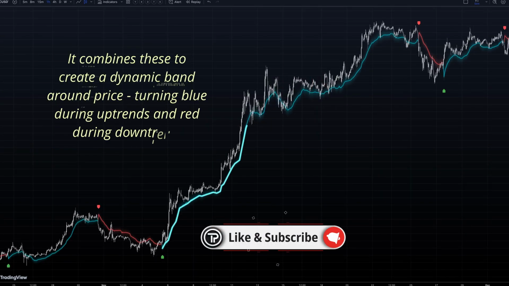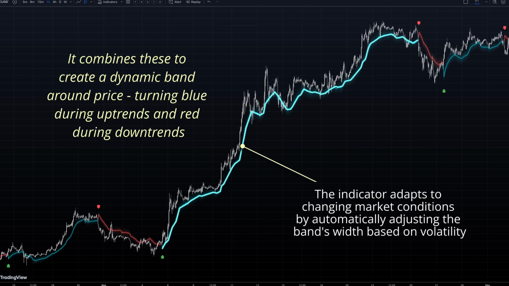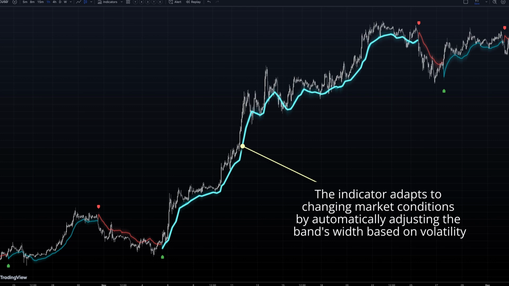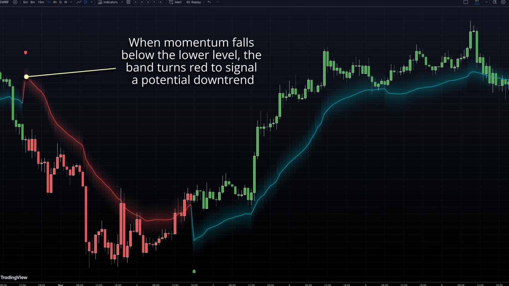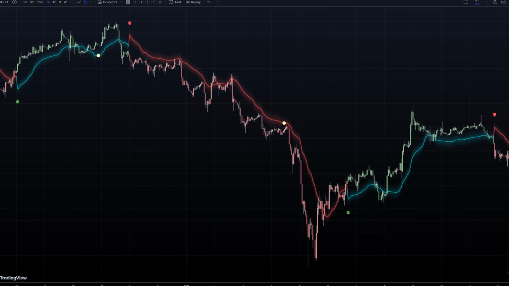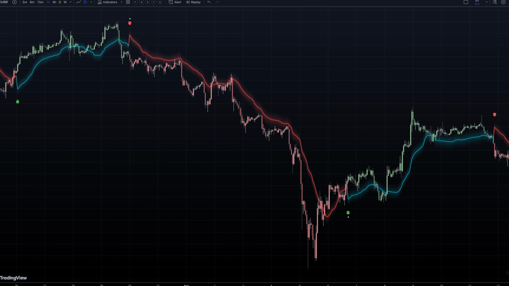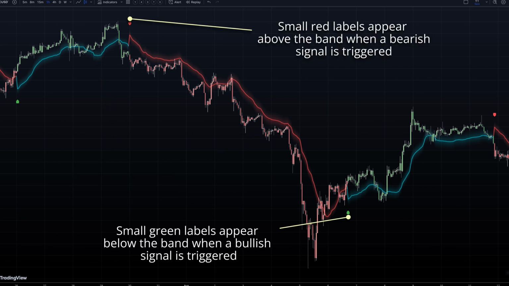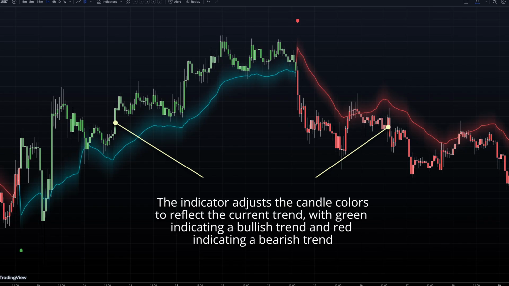It creates a dynamic range around the price to help traders spot potential trend changes by calculating the average of RSI and MFI values to measure market momentum. Positive momentum occurs when this average crosses above the upper threshold while staying above the lower threshold, with confirmation from a short-term moving average. Negative momentum is identified when the average drops below the lower threshold with the same confirmation. The band's width automatically adjusts to market volatility using the average true range, ATR, while small markers appear at the bottom during bullish signals and at the top during bearish signals. Additionally, the indicator changes candle colors to match the current trend.